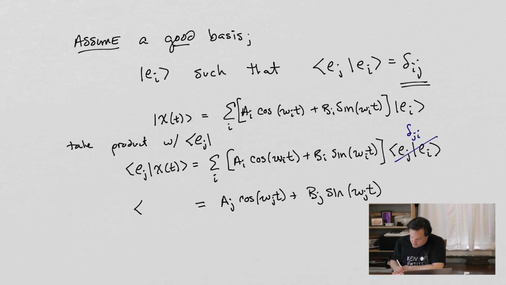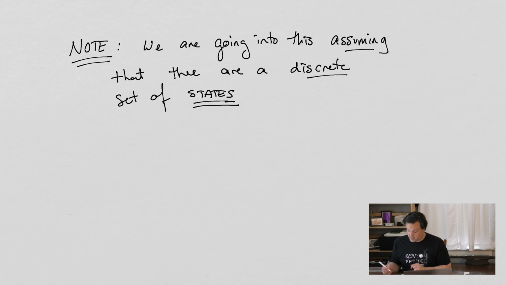And that's equal to this dot product of e sub j with x of t, right? And this looks like something that I know how to solve. It looks like solutions to the Schrödinger equation, because I can solve this, say, at t equals 0, and then I can figure out what the a sub j's are, or I can take the derivative of this whole thing and figure out what the b sub j's are. In fact, we're going to do that in just a second.